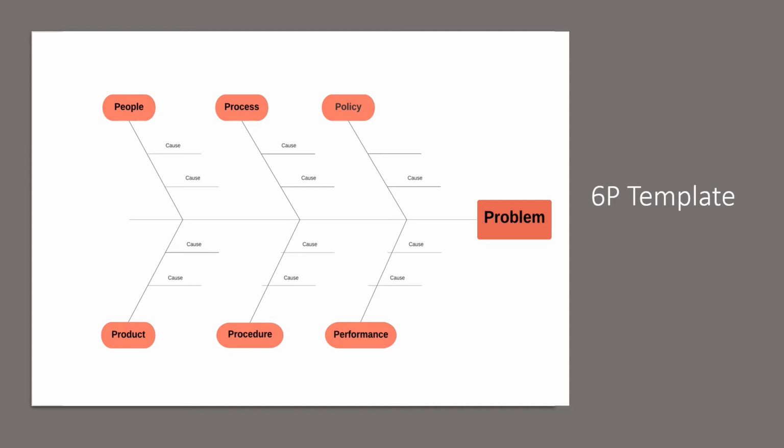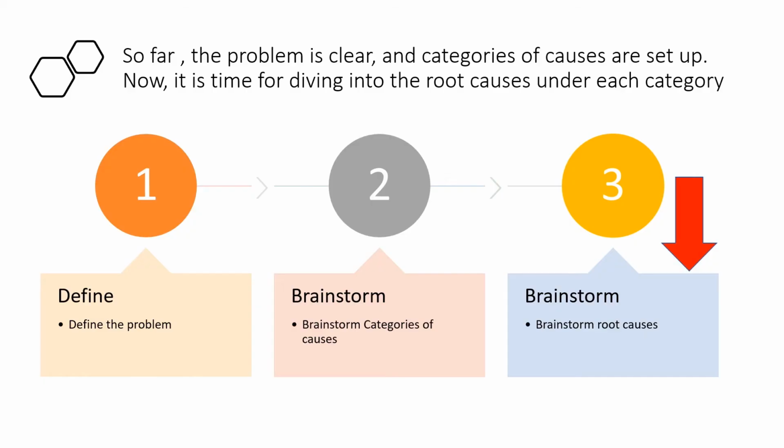Process, policy, project, procedure, and performance and product. Again, they are not mandatory to be used by a team. However, they are still a very good start to brainstorm for the major groups of causes of a problem. Now let us sum up.